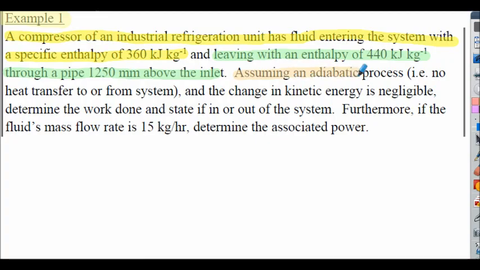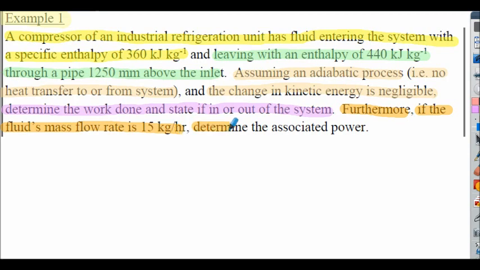Assuming an adiabatic process, in other words, no heat transfer to or from the system, and that the change in kinetic energy is negligible, we've got to determine the work done and state if the work is in or out of the system. Furthermore, if the fluid's mass flow rate is 15 kilograms per hour, we've got to determine the associated power.